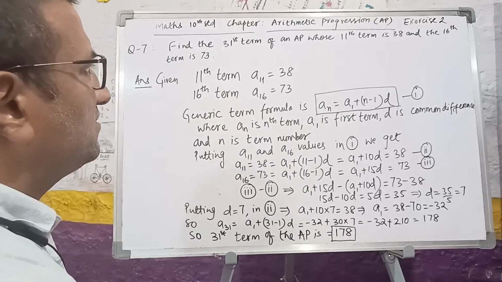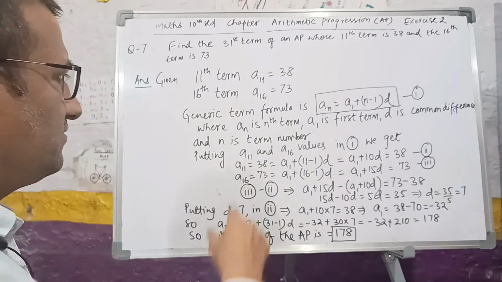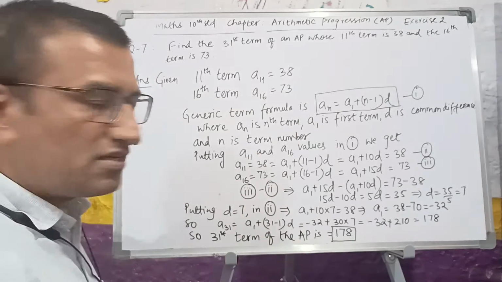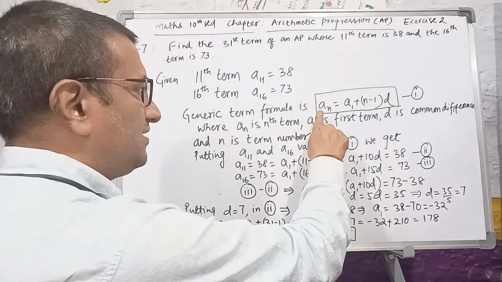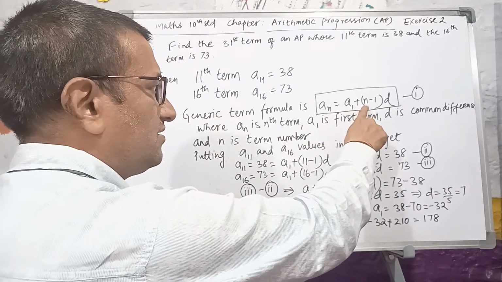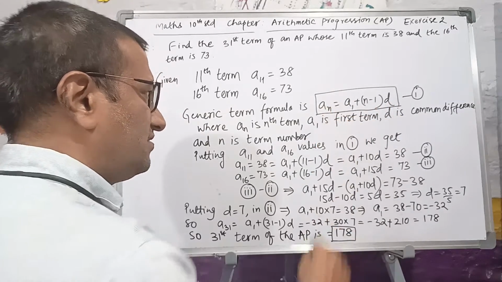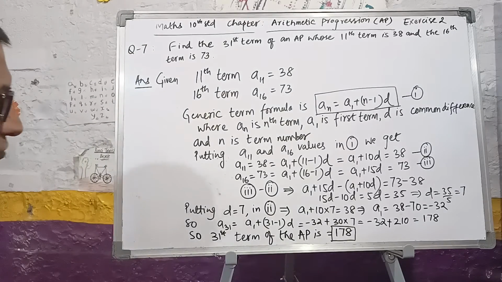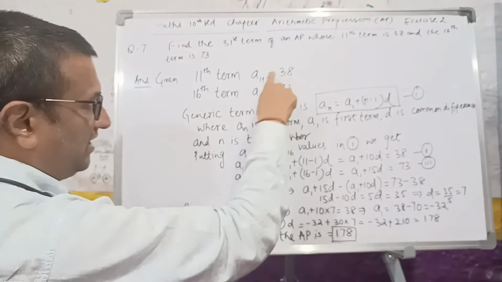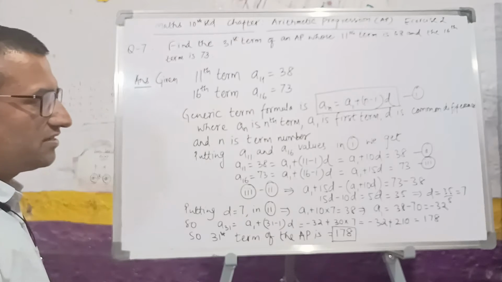11th term is given as 38, so we can write it as A11 is equal to 38, and 16th term is given as 73, so A16 is equal to 73. And you also know that the generic term of the AP is given as An is equal to A1 plus (n minus 1)d, where A1 is the first term, n is the nth term number, d is the common difference, and An is the nth term value. So now we are given A11 and A16, so we'll put A11 is equal to 38 and A16 is equal to 73 in this generic term formula.